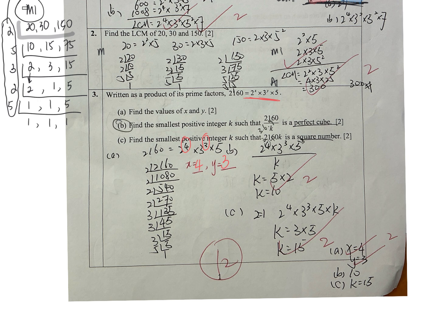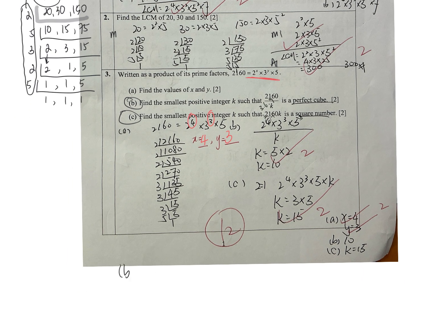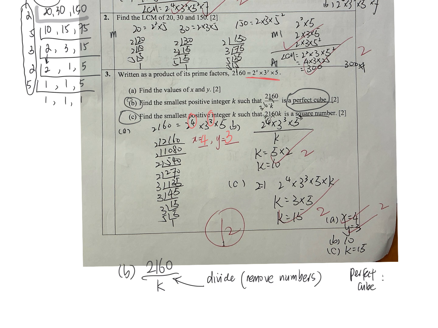Okay, B and C I'm going to go through carefully and slowly because I still have less than half of you who don't know how to do this. So, listen carefully. There are 2 keywords. When they ask you to divide, they are asking you to remove numbers. This is the first important thing. Second thing, they say perfect cube. Perfect cube means they want you to divide the numbers into 3 equal groups.